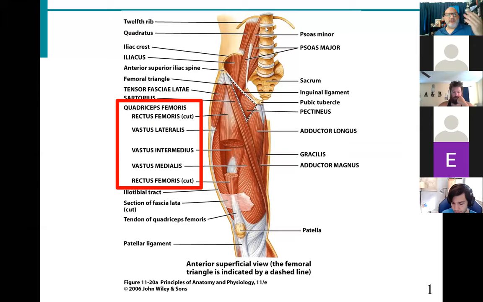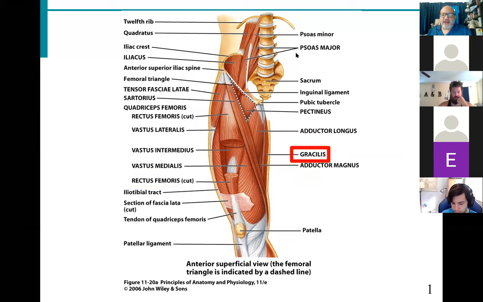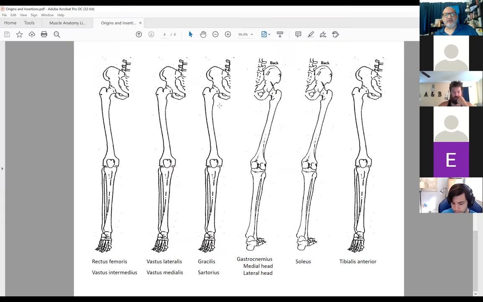So we've gone through the two big muscle groups of the thigh, anterior and posterior, the hamstring and the quadriceps femoris, but there are several other muscles that we need to talk about as well. The next two muscles I want to talk about are the gracilis and the sartorius. Again, I think it really helps if we look at the origins and insertions of them. So let's go ahead and go here and notice they're on the same picture. So let's start first with the gracilis.